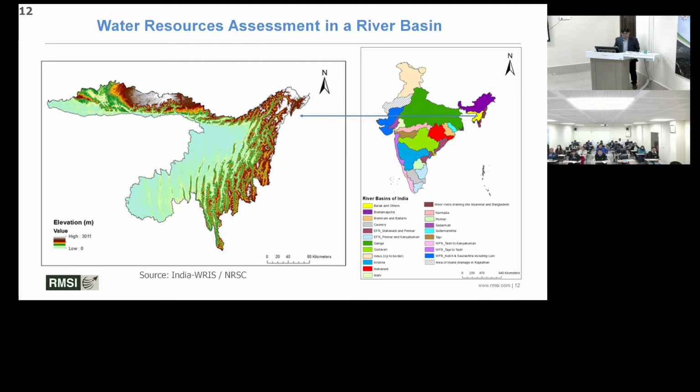So in this report, let's come back to the assessment report. They have estimated this surface water availability for the entire 22 river basins in India.